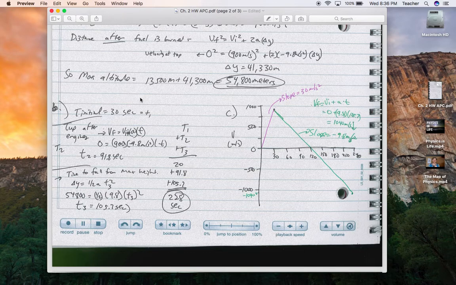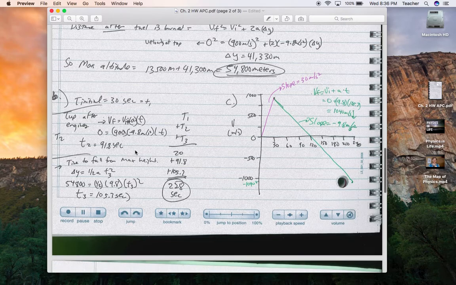So now there's 3 intervals. The time up when the rocket's on, I call that T1, time up when the engine is off, T2, and time when it's falling back down to Earth, T3. T1's easy, it's 30 seconds. T2 I'm solving for here, using VF equals VI plus A times T. And if I know my maximum height, which I figured out, I can figure out the time it takes to fall. All 3 of those equal about 228 seconds.